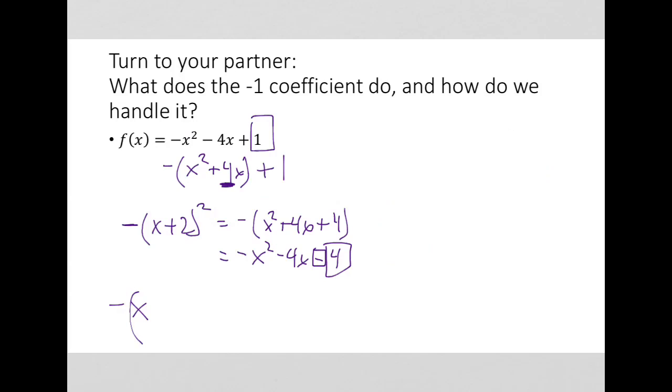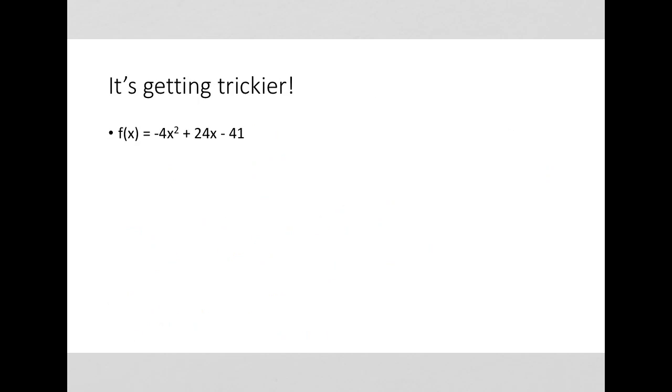And I get my function, my completed square. Negative quantity, x plus 2 squared, plus 5 is the same as f of x. If you add 5 to that, you will see that you get the same thing. Cool. This one is no different. Don't let it scare you.